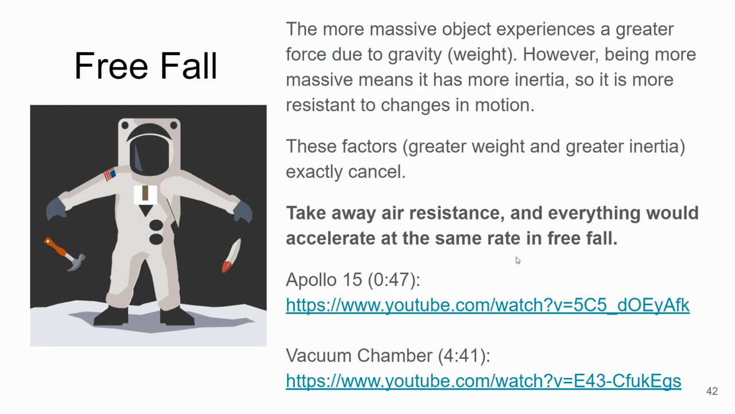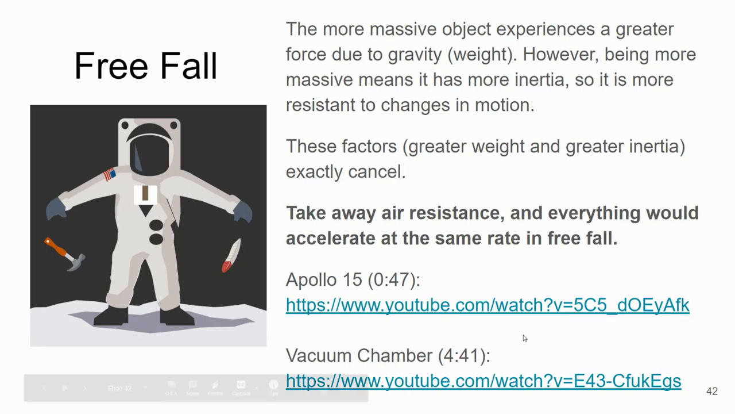So one is the short one from Apollo 15, where an astronaut actually does drop a hammer and a feather from the same height on the surface of the moon, where there is very thin atmosphere, so you can ignore air resistance, and they both fall down and accelerate downwards at the same rate.